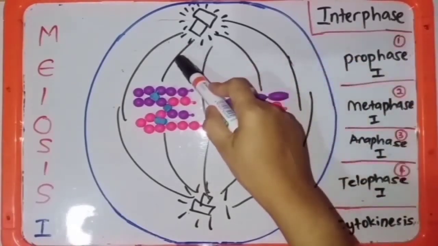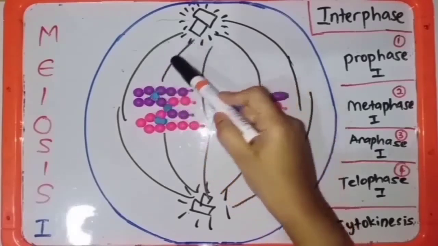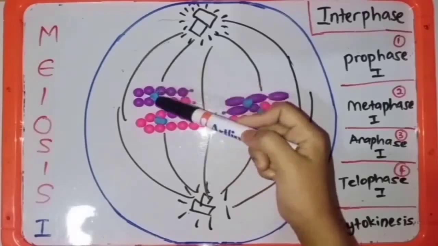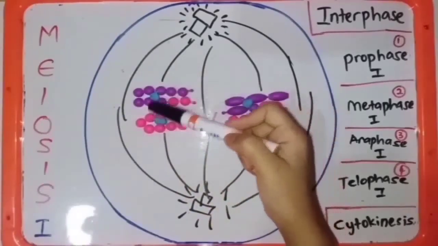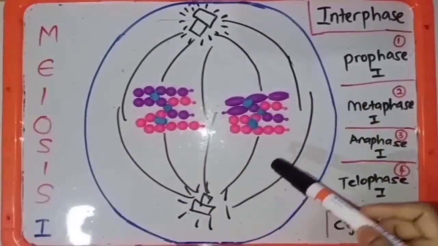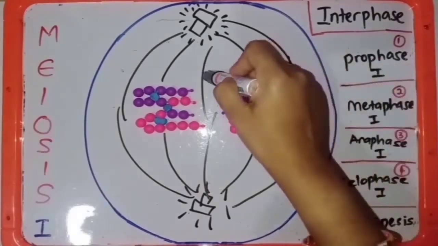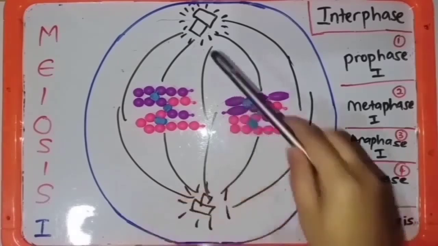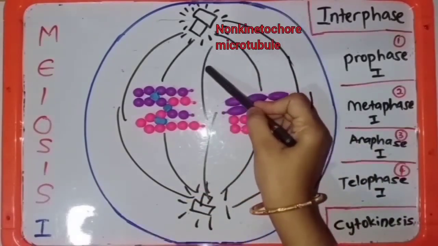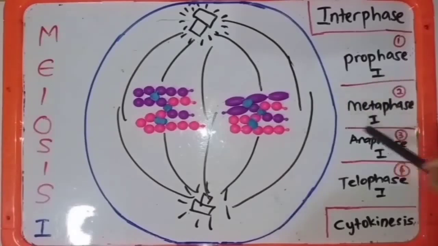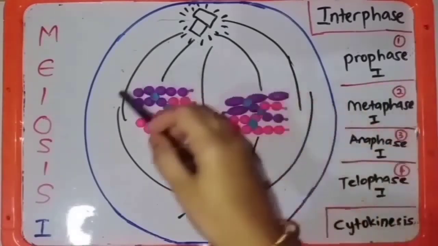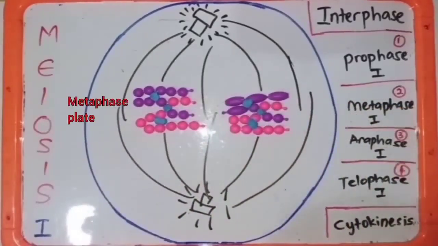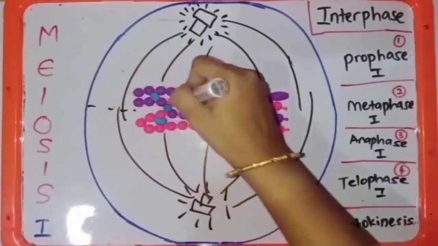So the microtubules that attach to the kinetochore are known as kinetochore microtubules, and some of the microtubules, one above and another one below the equator of the cell. Okay, the microtubules that are not attached to the kinetochore are known as non-kinetochore microtubules. So during metaphase 1, keep in mind that all the homologous chromosomes line up at the metaphase plate, the middle of the cell.